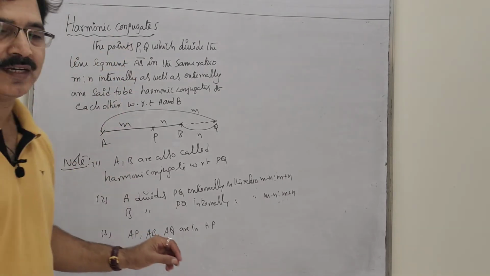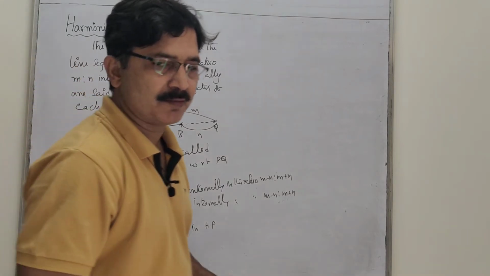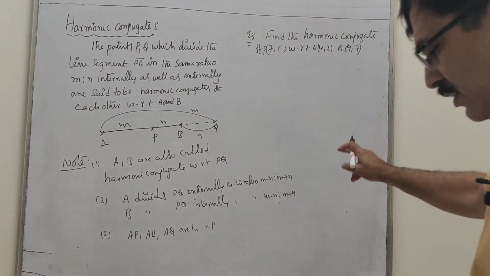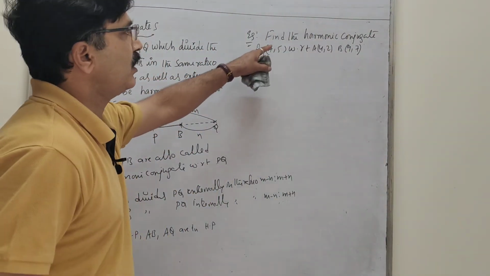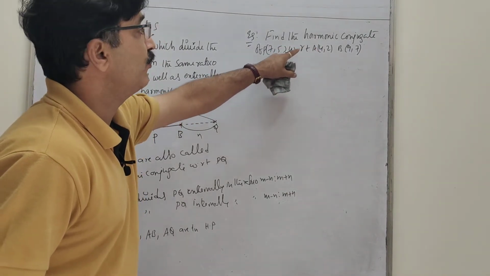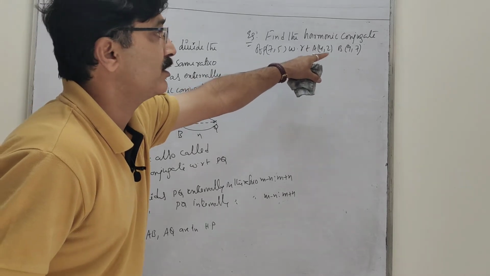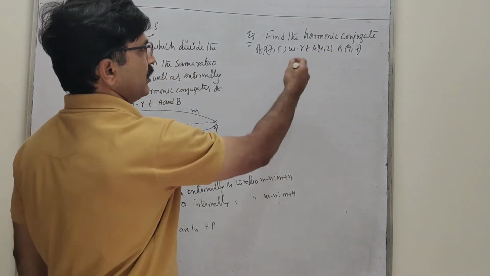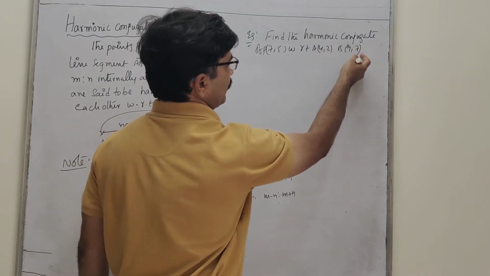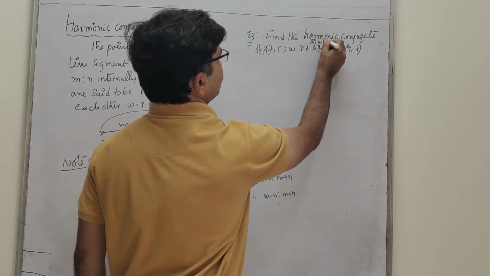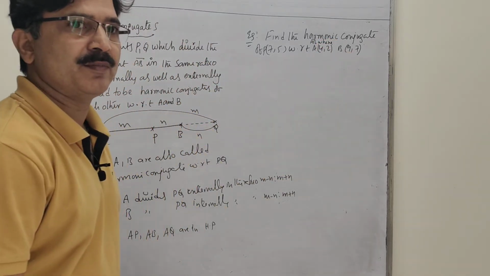So I can take one example. With the help of one example, I would like to explain how the harmonic conjugate works. There is one example I have taken here. Find the harmonic conjugate of P (7, 5) with respect to AB, meaning the line segment AB, where A is this one and B is that one.